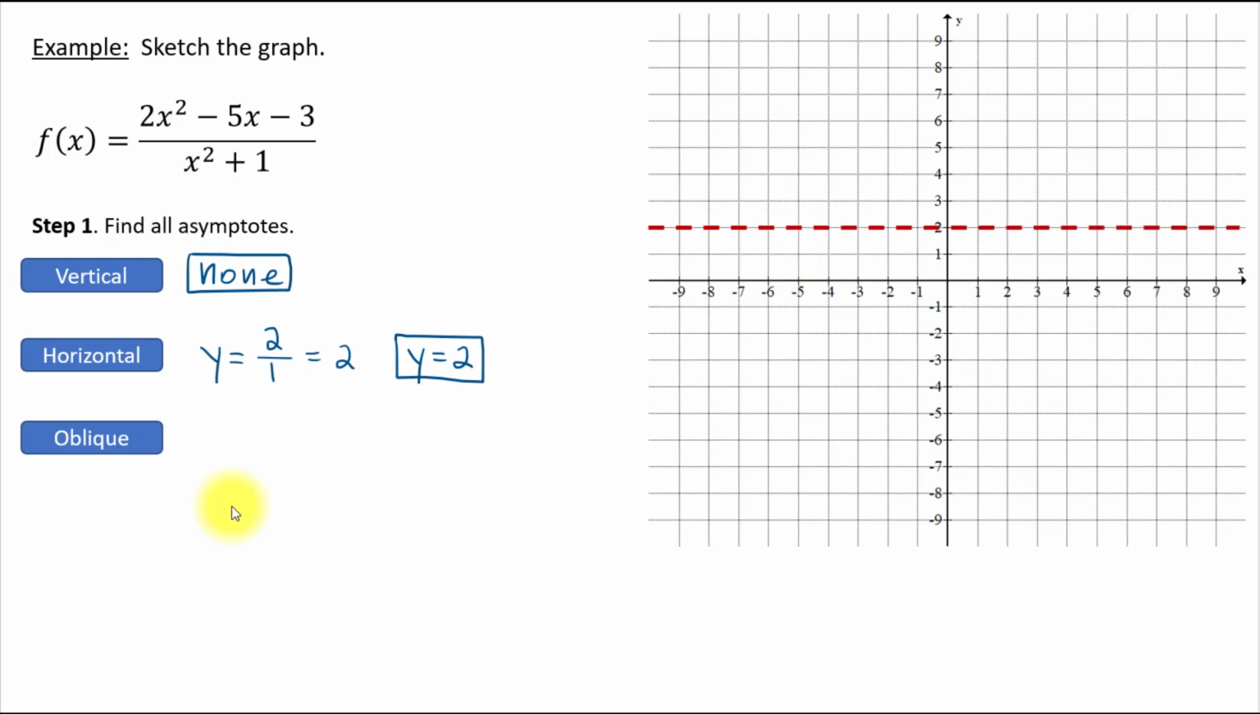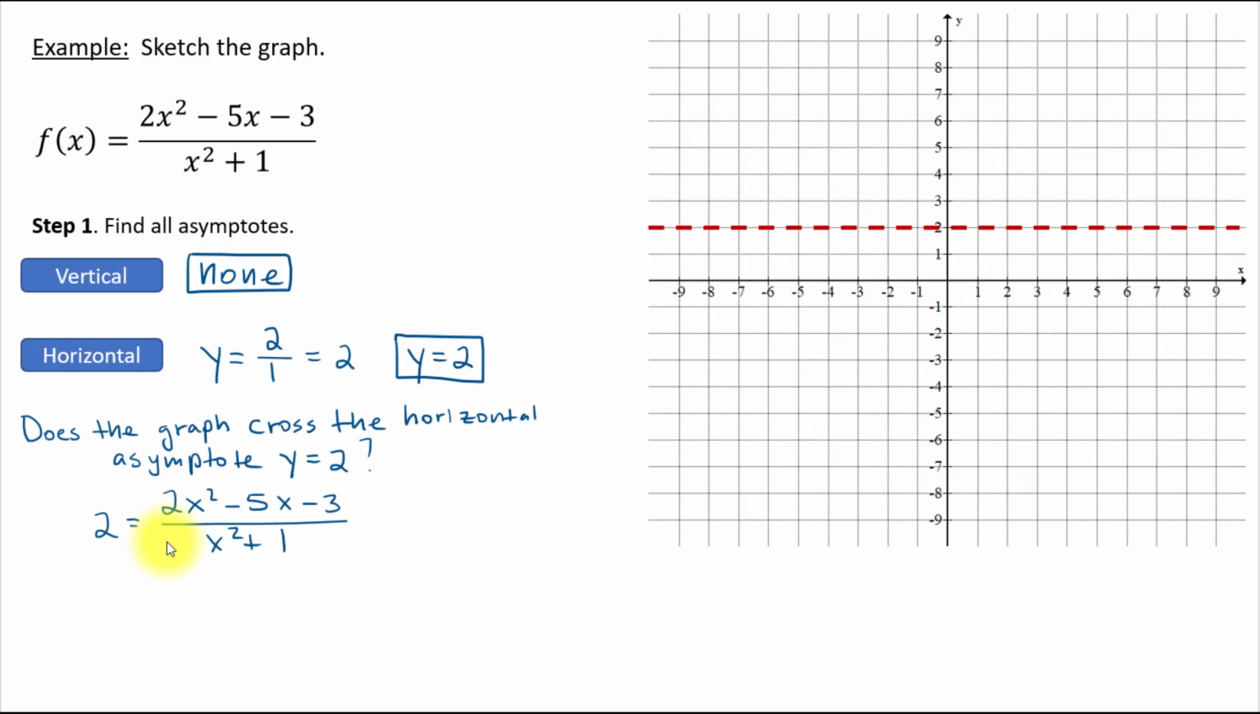Here it is. And before we talk about the oblique asymptote, let's check if the graph is going to cross the horizontal asymptote. For that, I'm going to take 2 and plug that into the function for y. In other words, I will replace f of x with 2. Here's the equation that I need to solve. That's where I placed 2. If this equation doesn't have any solutions, it means that the graph will not cross the horizontal asymptote. And if this equation does have solutions, that will indicate that the graph crosses the asymptote.